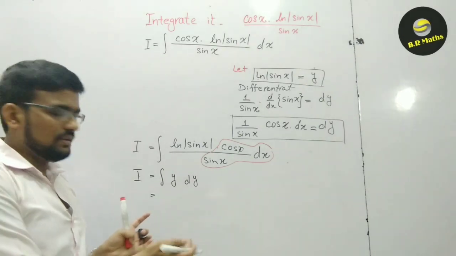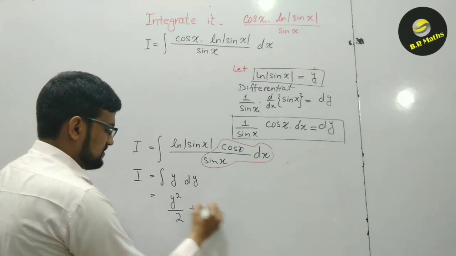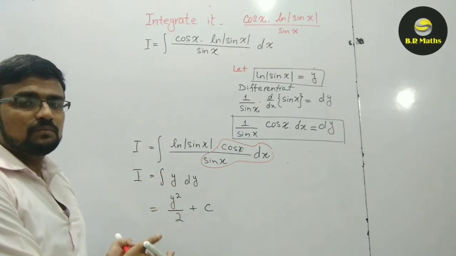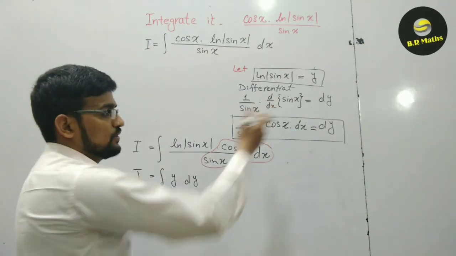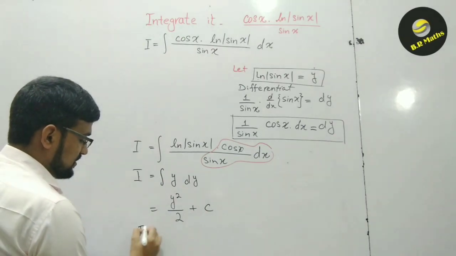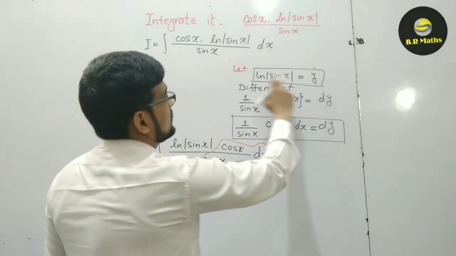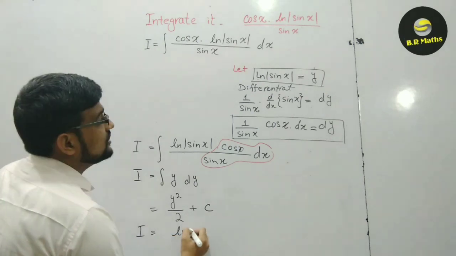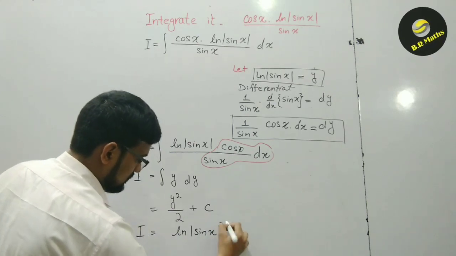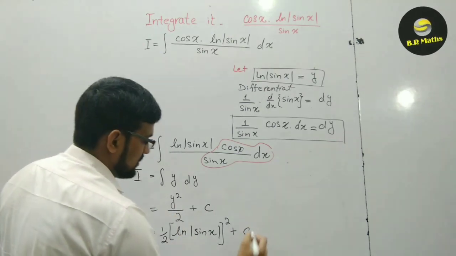This is the power rule, simple. And it becomes y power 2 divided by 2 plus c. Okay, so this is the integration of this function. Very simple question. So using the value of y, put it in this function, and your result is here. Finally, the result of this integration is y square by 2 plus c. Y means this one, natural log of sin x, whole squared, 1 by 2 plus c.